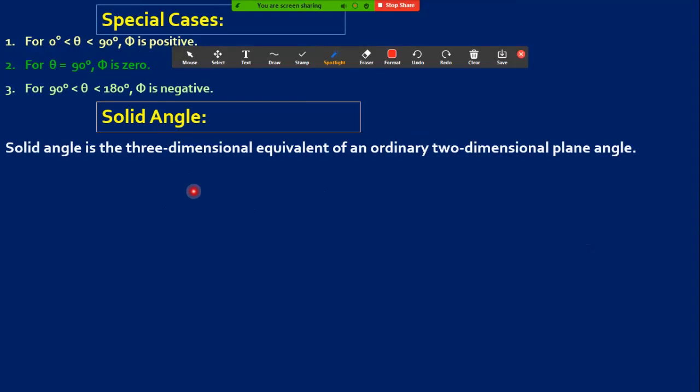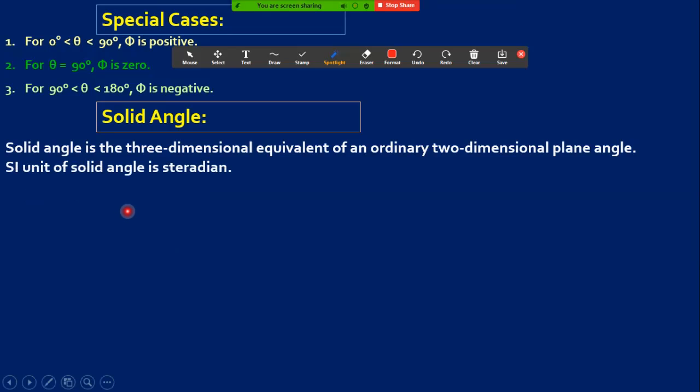Solid angle is a three-dimensional equivalent of an ordinary two-dimensional plane angle. You can see the spreading out of light. You know very well that light spreads in all directions, that it has a spherical nature, so you cannot find the angle among the spreading parameters x, y, and z by theta. You have to define it by another angle, that is solid angle.